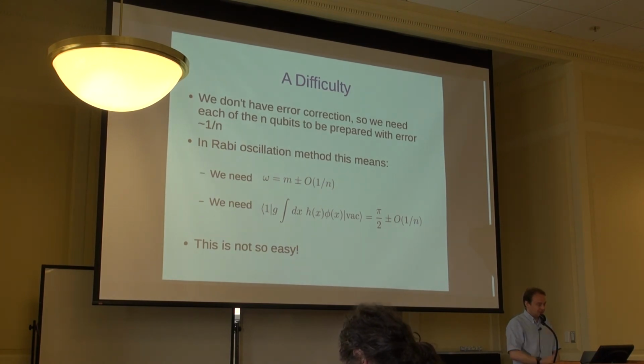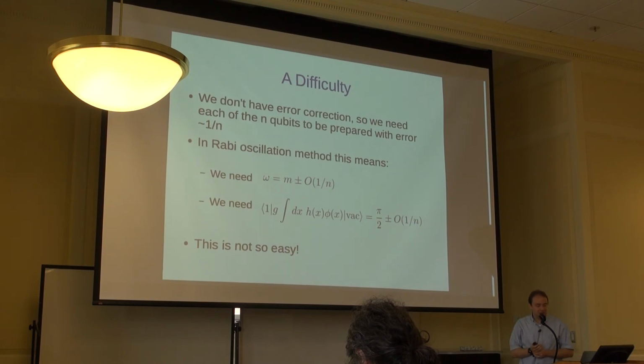Now, just using the first idea that comes to your mind, in this case, also leads to a difficulty, which is, recall, we're not imagining a scenario where we have any measurements. We're not imagining a scenario where we have active error correction. Everything's just unitary. And so if we're preparing n qubits at the beginning, we need to make sure that the error induced each time is at most order 1 over n, so that the total error preparing this entire state is some constant error epsilon.